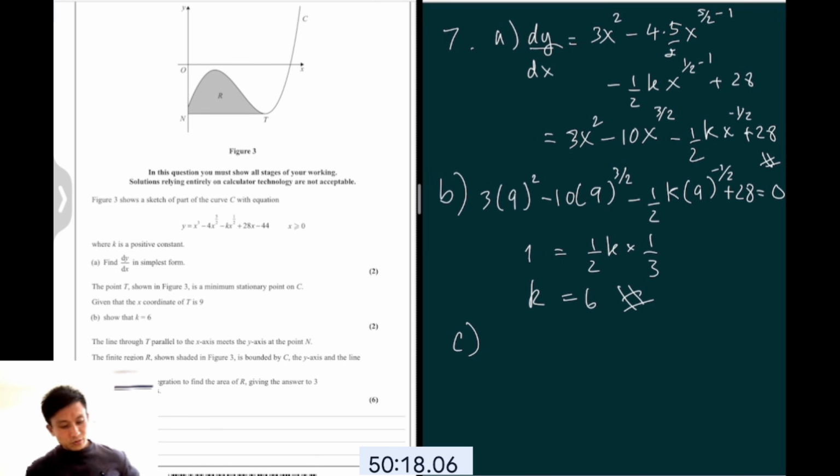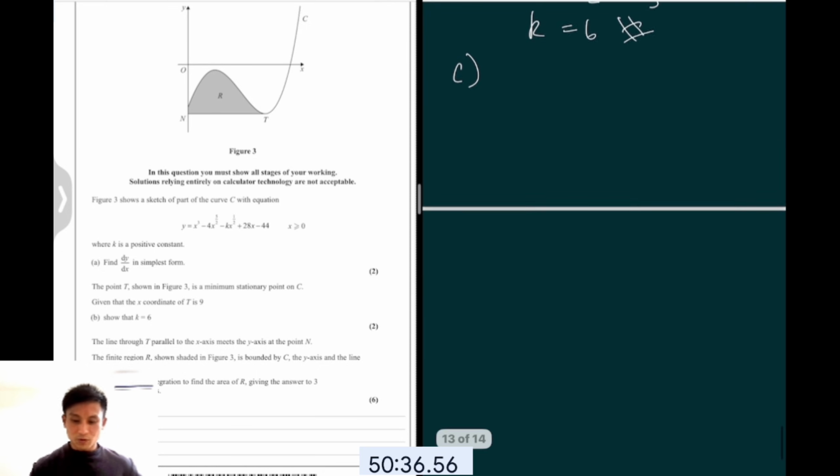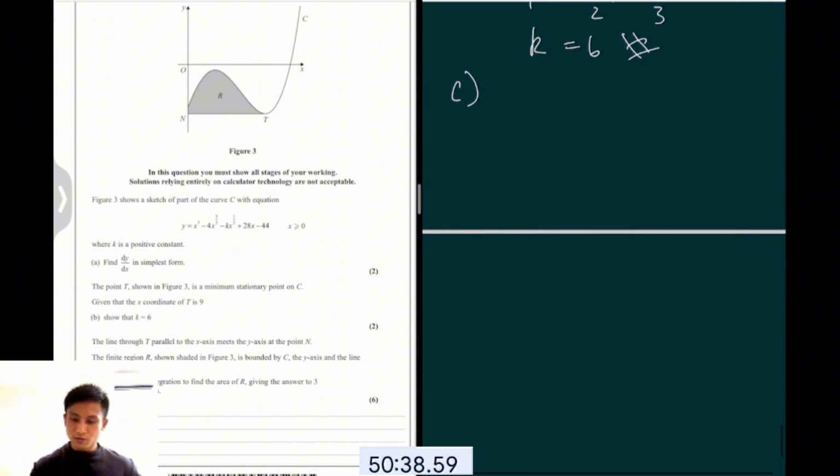The line through T parallel to the x-axis meets the y-axis at N, and the line segment NT. Okay, use algebraic integration to find the area of R. Interesting indeed. Never quite seen a question like this in P2 before. Okay.